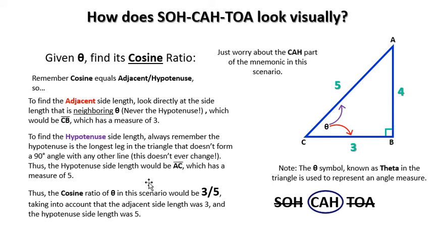And to find the hypotenuse side length, always remember the hypotenuse is the longest leg in the triangle that doesn't form a 90-degree angle with any other line, like we said before. This doesn't ever change. Thus, the hypotenuse side length would be line AC, which has a measure of 5. Thus, the cosine ratio of theta in this scenario would be 3 over 5, taking into account that the adjacent side length was 3 and the hypotenuse side length was 5, in the CAH part of SOH-CAH-TOA.